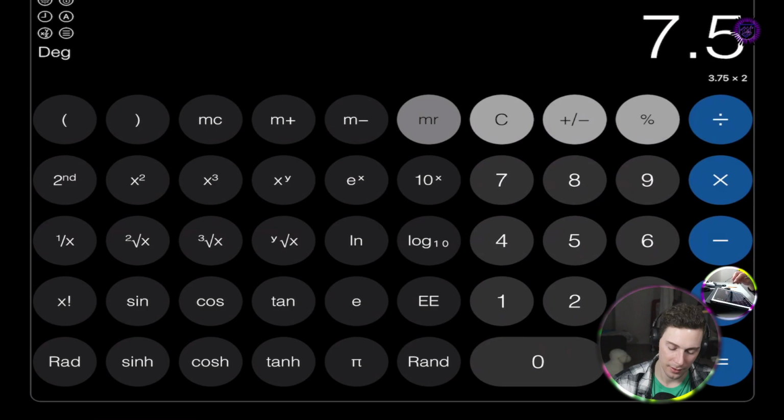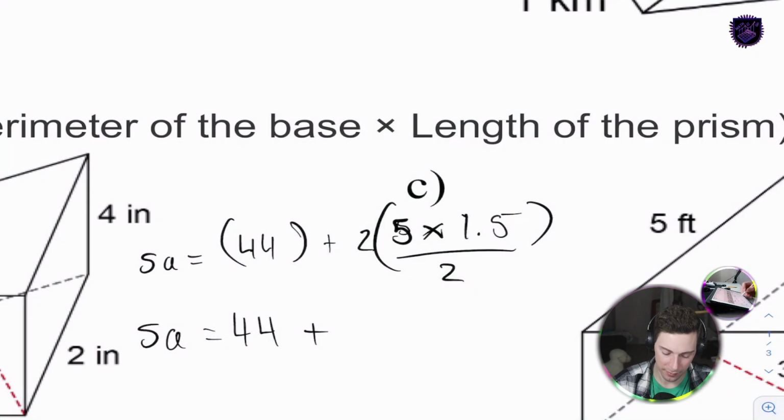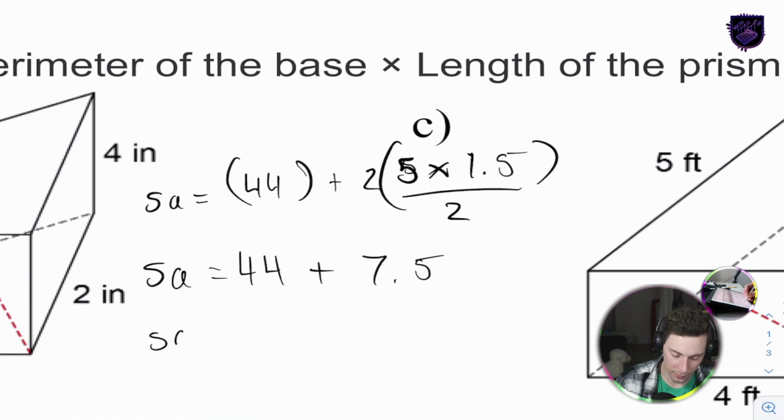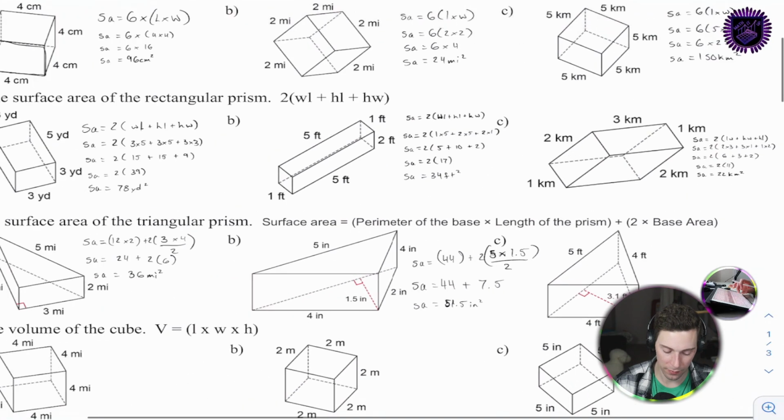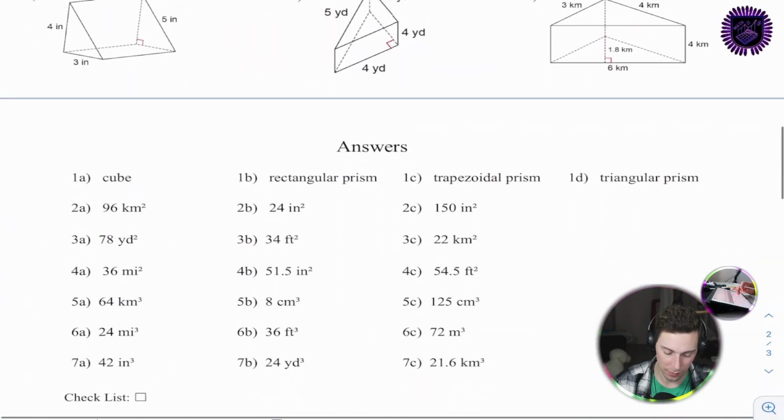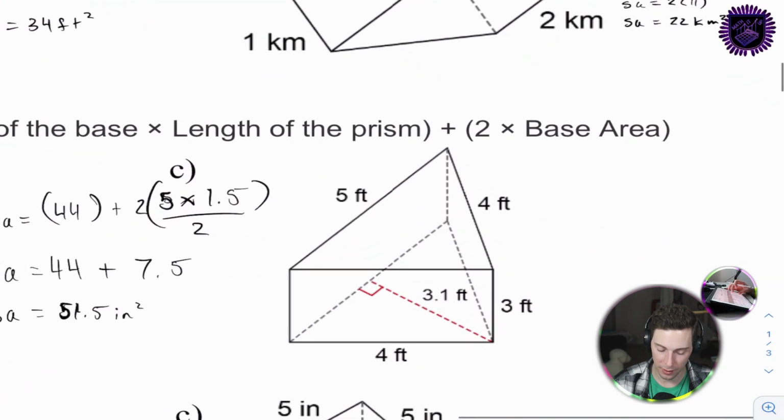Okay. Tripping me up here. 44, 7.5. All right. Surface area of this shape is going to be equal to 44 plus 7.5. Now, that's going to be 50, 1.5, 51. Oh my God. 51.5 inches squared. And 4b. Yeah, okay. Tripping me up here.